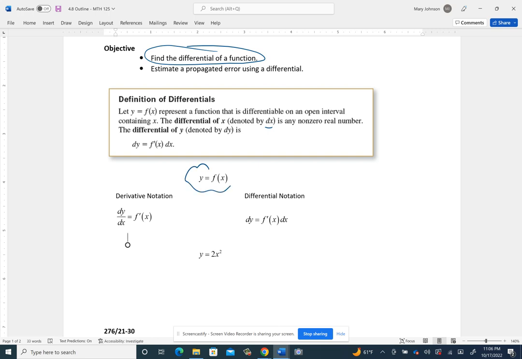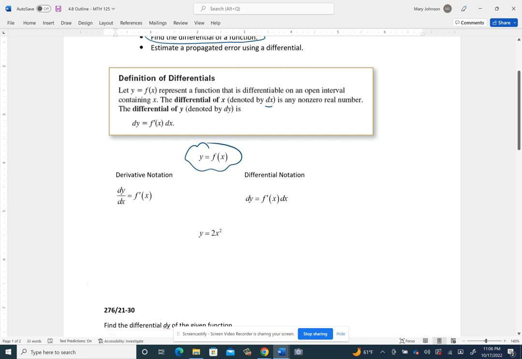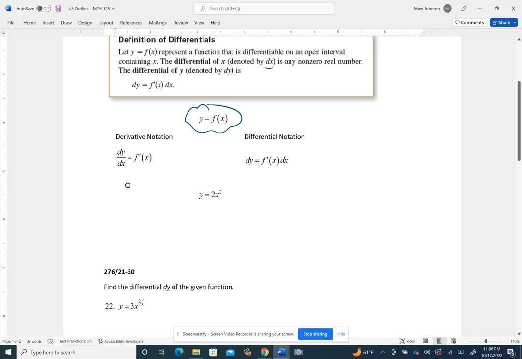So if we have a function of x, y equals some function of x, we've been taking derivatives, right? And when we write something like dy dx, that's just f prime of x. That's just y prime, right? That's just y prime or f prime of x. We've been doing that. We're familiar with that notation. Let me erase this for a minute. So we're familiar with that notation.